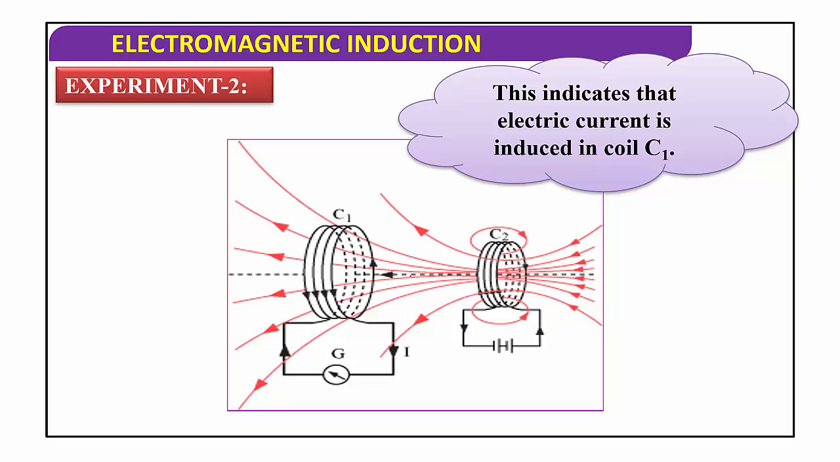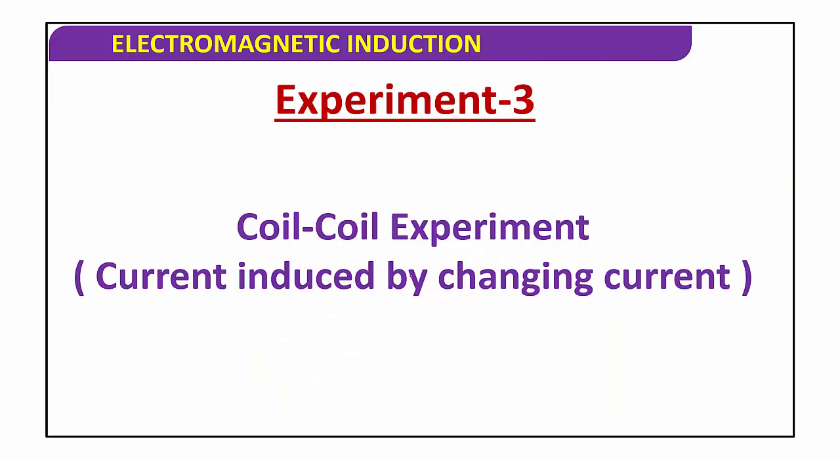Just by using current, we are going to produce current in the first coil. Now we can study the third experiment, the coil and coil experiment, which is also called current induced by changing current. In the first two experiments, we considered relative motion, but here in the third experiment, there is no movement of the coil.